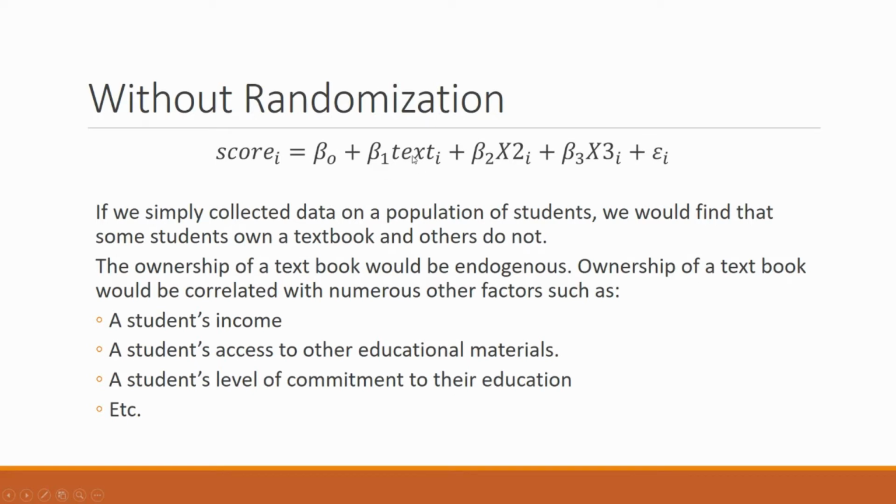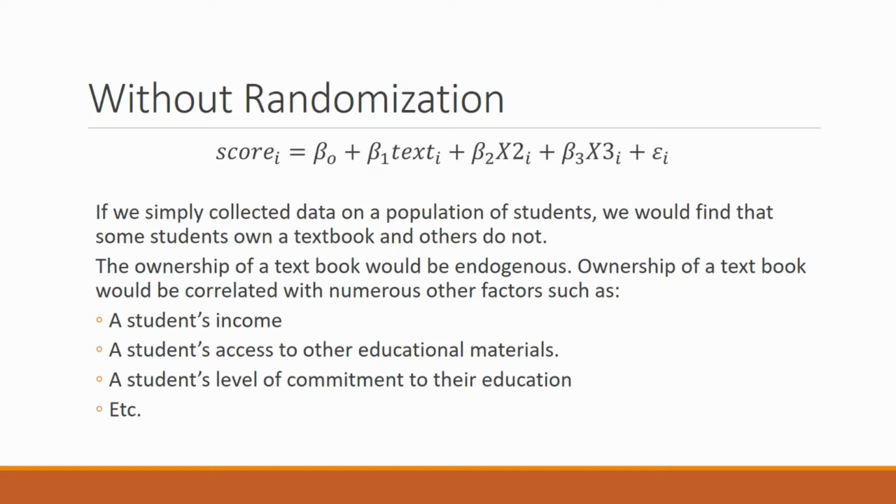Let's say that we did not randomly assign people to receive textbooks, but instead we just went into a population of students and collected data, on whatever the situation is as of now. If we collect data on a population of students, we will find that some of the students have textbooks and other students don't. Some students own textbooks and other students do not own textbooks.